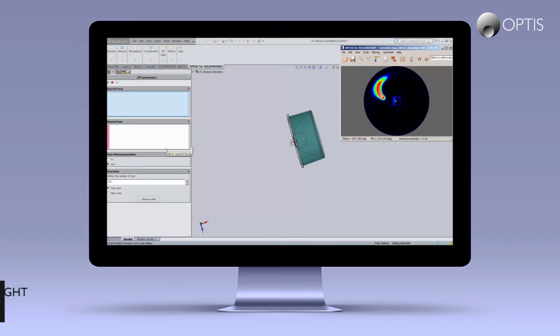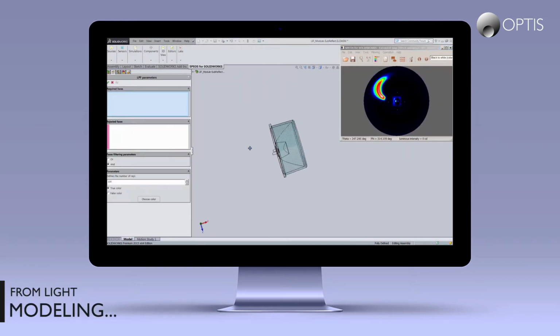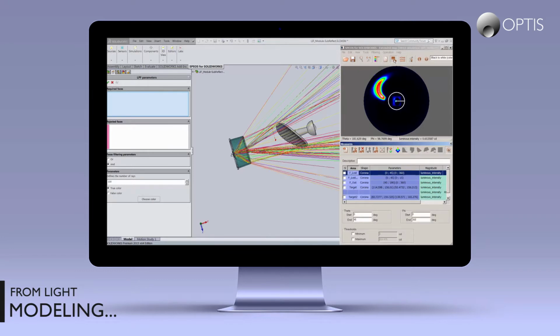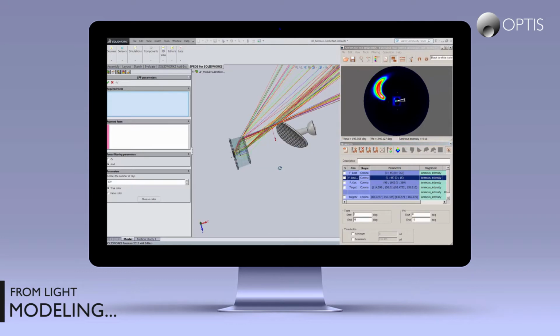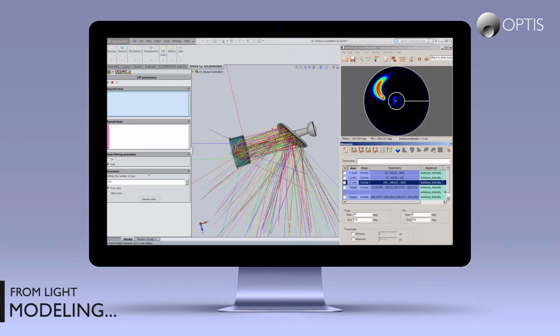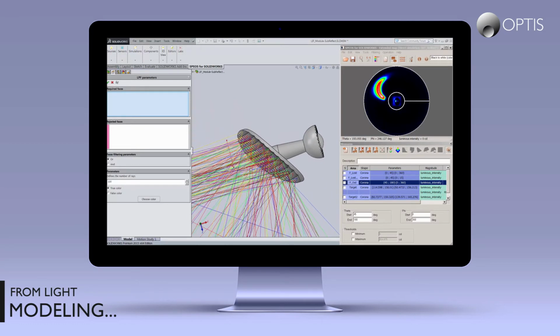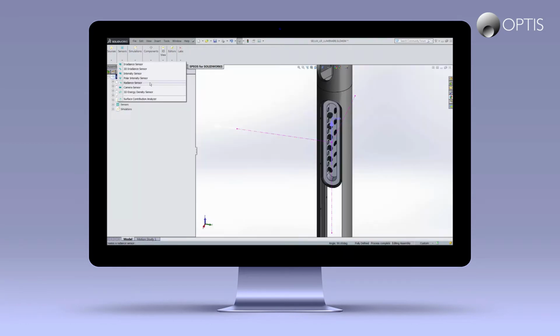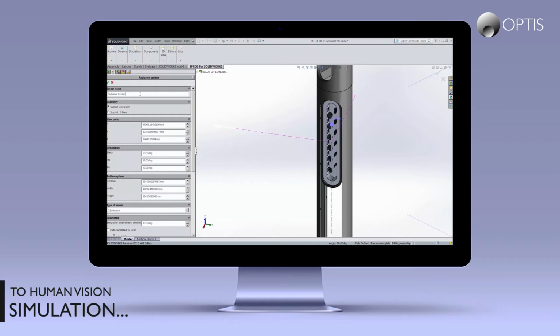SPEOS for SOLIDWORKS provides geometrical modeling capabilities dedicated to optical and lighting system design. You explore light propagation with interactive 3D ray tracing. You understand and analyze photometric and radiometric quantities, such as illumination, irradiance, radiant intensity, luminance and radiance. Finally, simulate physics-based representations of your innovation for early design validation.